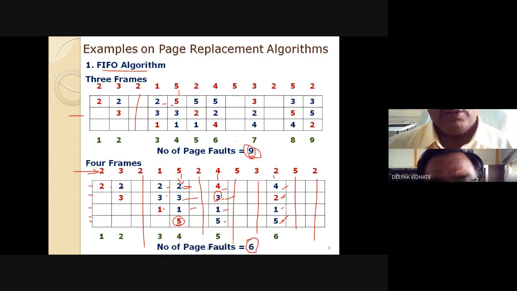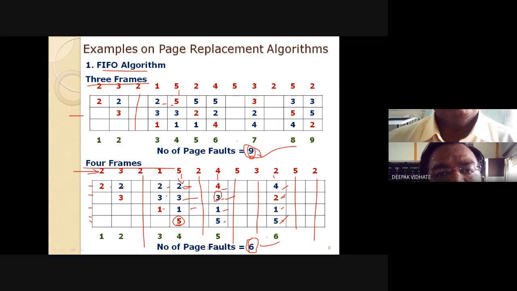Now you can compare and write the conclusion that for the FIFO algorithm, if we use 3 frames, then the total number of page faults is 9. And if we use 4 frames, the page fault number is reduced, that is nothing but 6. The page fault number has decreased, and it is an obvious case because you must remember that particular graph, right? As the number of frames is increased, the number of page faults is decreased, and this particular example is applicable to that case, right?